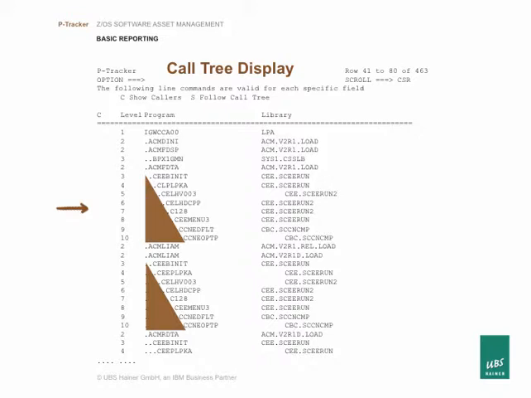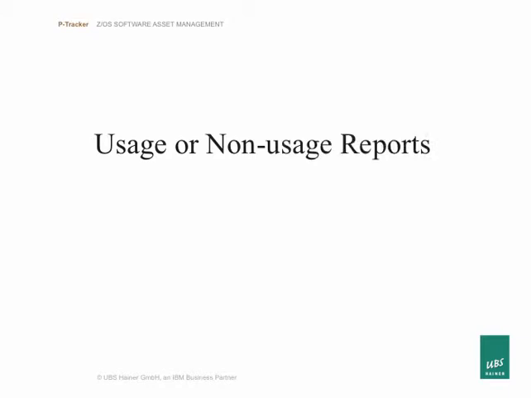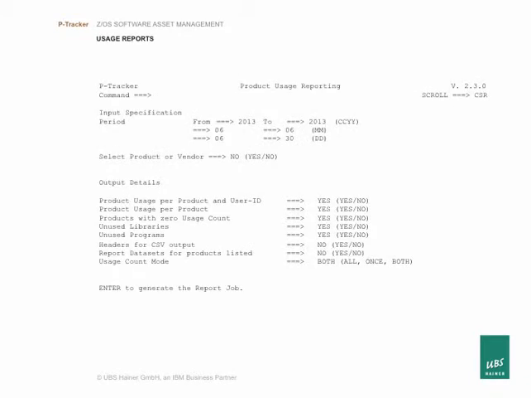Let's have a look at more interesting usage or non-usage reports. Usage reports form the basis for software license management. This panel allows to specify various usage reports. The outputs are tables that can be exported as comma-separated files to be used and graphically displayed as spreadsheets. Let's see what can be done.